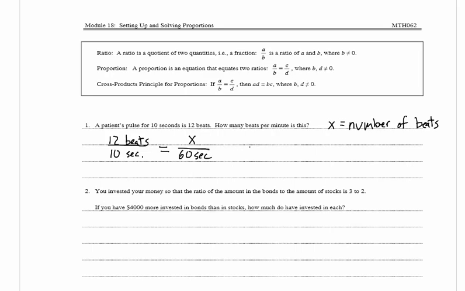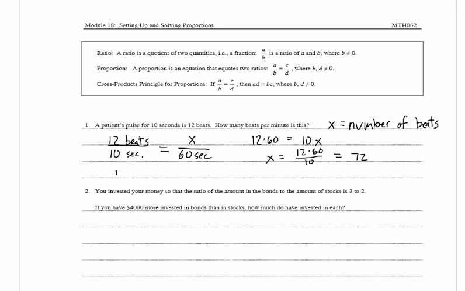And now we want to solve our proportion. So the first thing we're going to do is cross multiply. So we have 12 times 60 is equal to 10 times x. And now we'll divide both sides by 10. So we'll have x is equal to 12 times 60 divided by 10. And this is equal to, 60 over 10 can simplify down to 6, and 6 times 12 is equal to 72. So we have x is equal to 72. So this tells us that the patient has a pulse of 72 beats per minute.